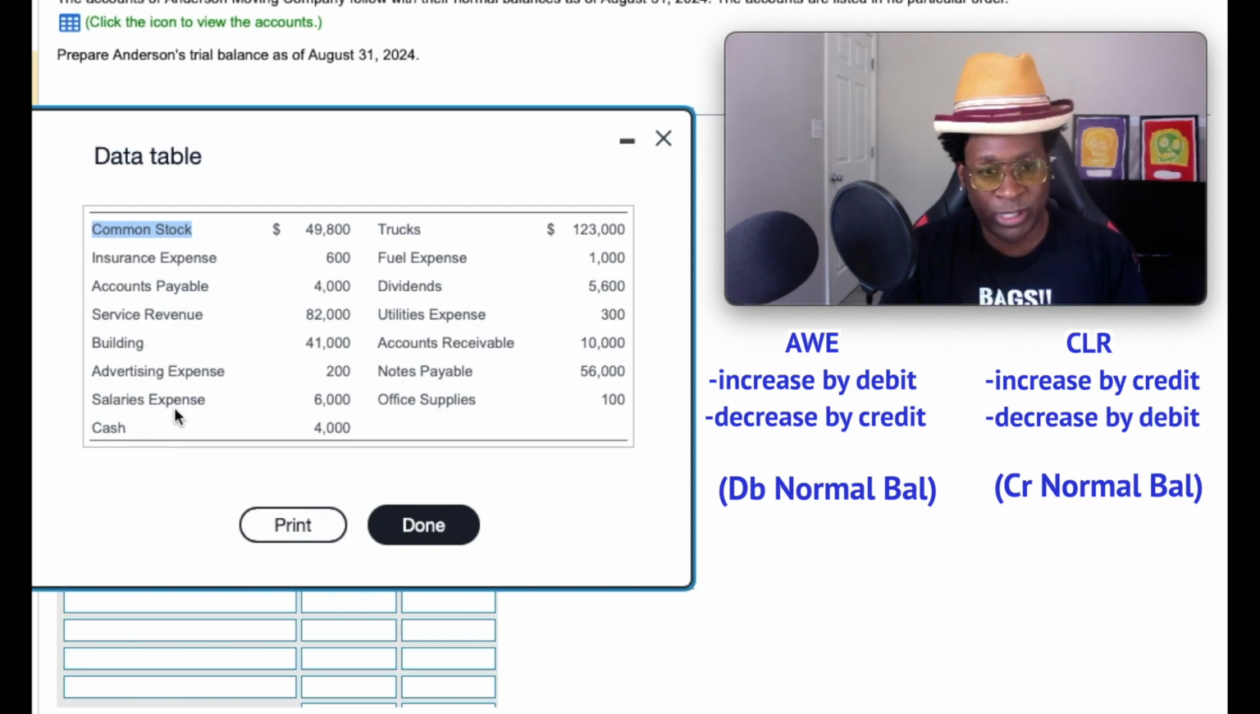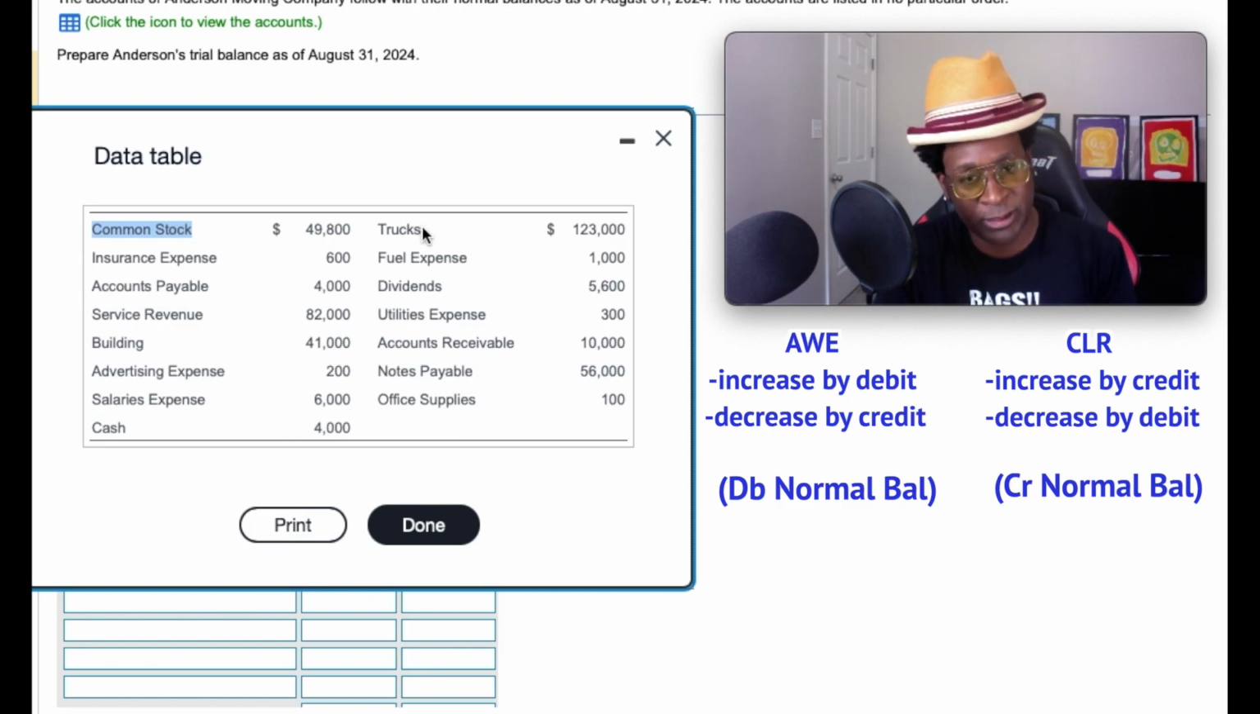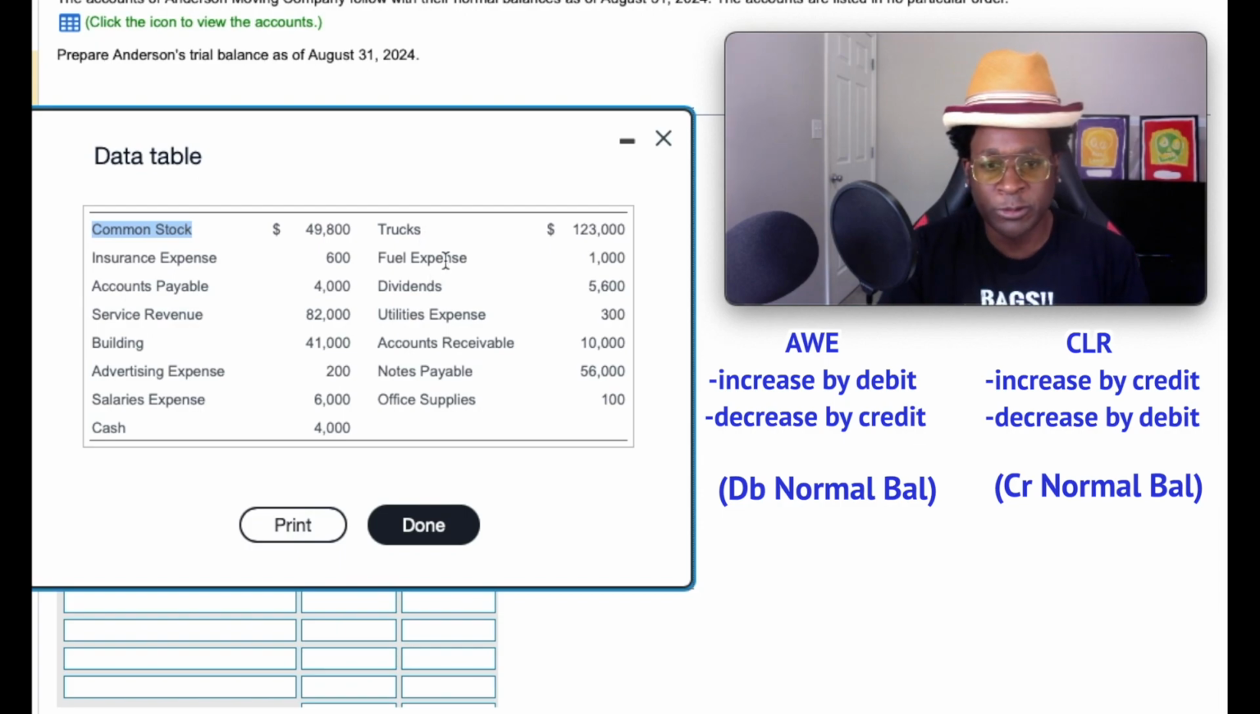Advertising expense as well as salaries expense both belong in the All gang, which makes both of those particular account balances sit on the debit side for their normal balance. Cash is also an asset, which means that it's going to have a normal balance of a debit. Trucks is an asset as well, belongs in the All gang, normal balance will be a debit. Fuel expense, also in the All gang, normal balance is a debit.